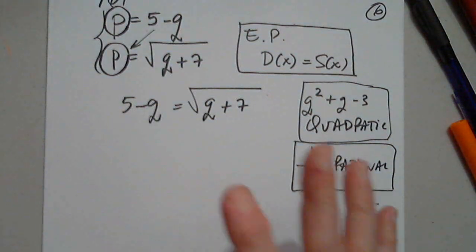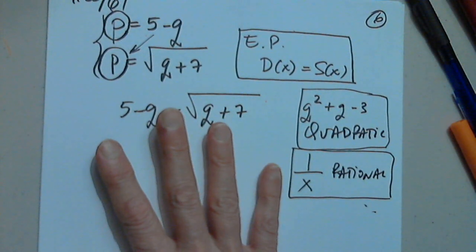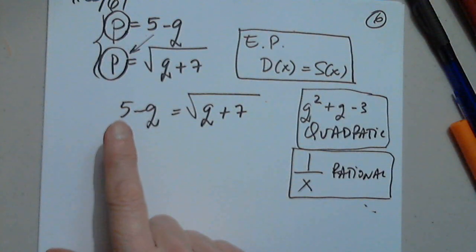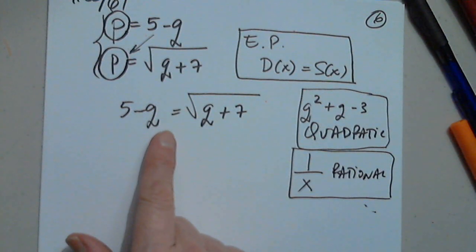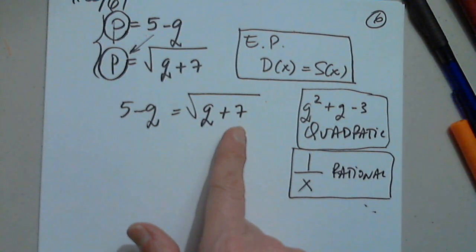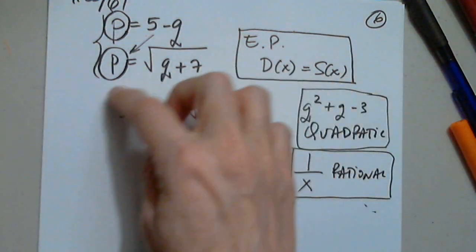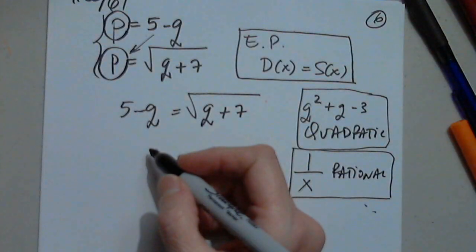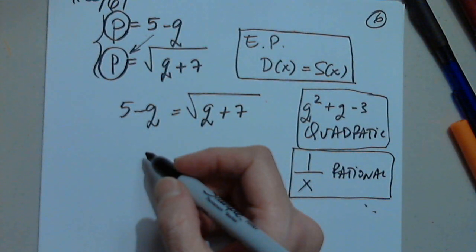So let's read the equation, because we have the clue right there. So I will read it, or if anyone else would like to read it. 5 minus Q equals the square root of Q plus 7. What type of equation is it? Anyone?